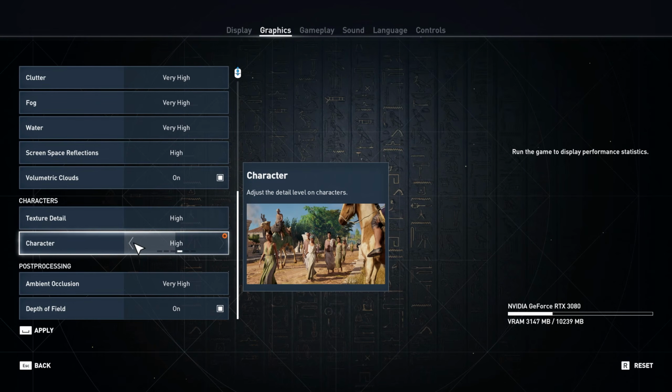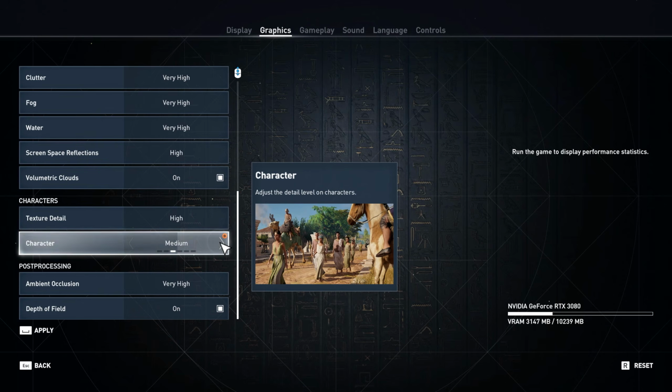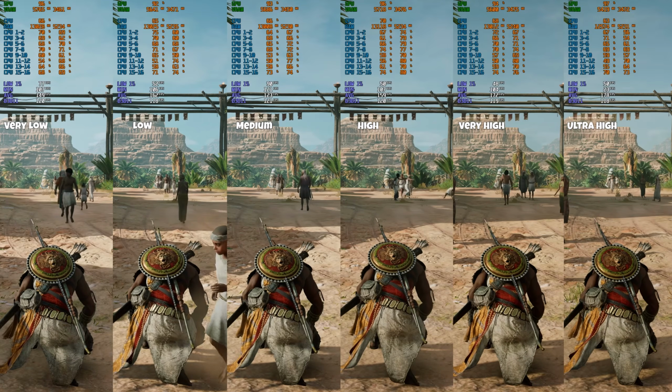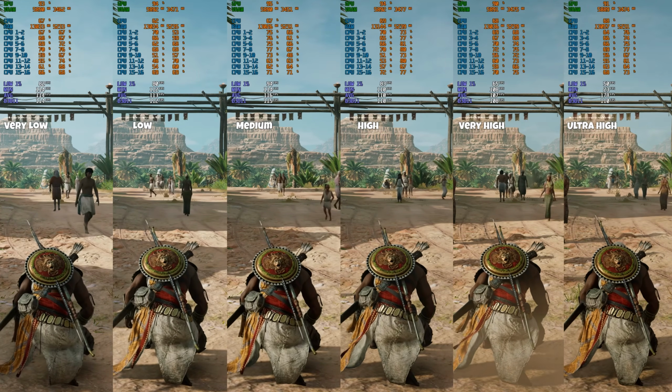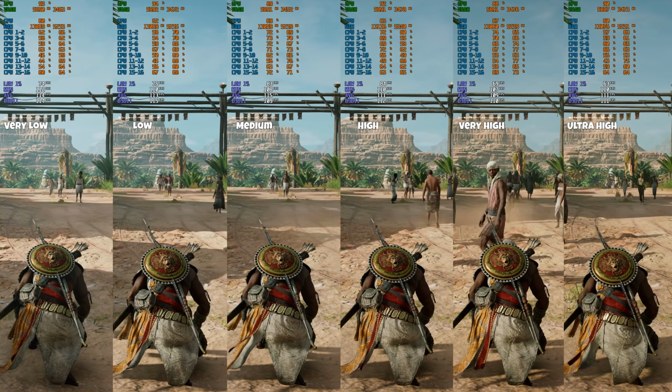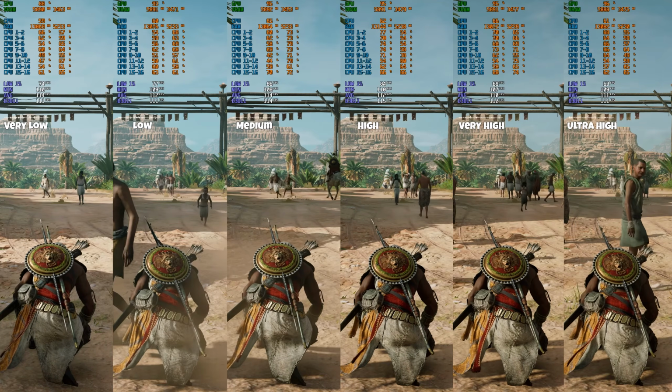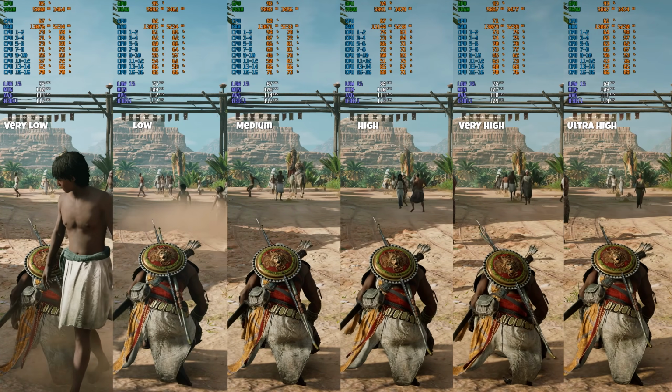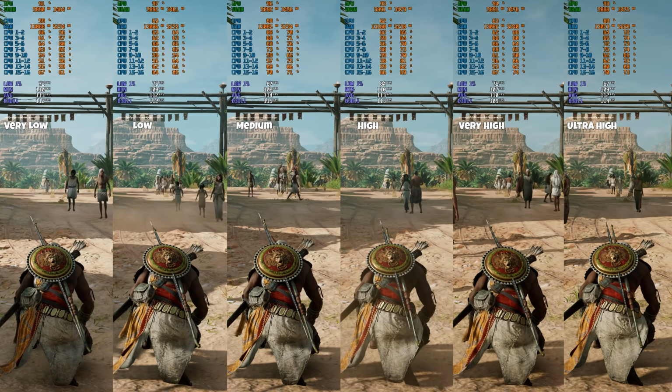Looking at character detail, I don't actually see a difference. Now, according to the setting, you're supposed to be able to see the difference in the clothes they're wearing. But based on my limited testing, the only difference I really saw was the amount of NPCs, which I don't even know if this setting changes. It could also just be the time of day in the game.